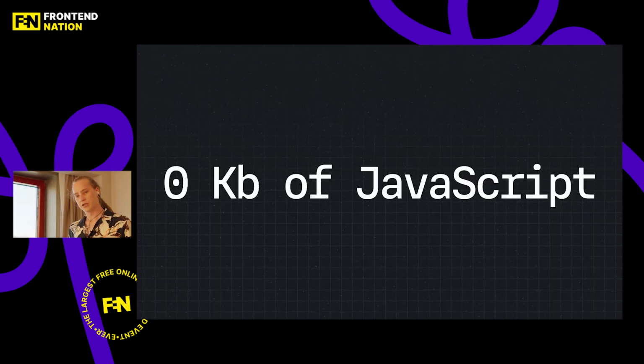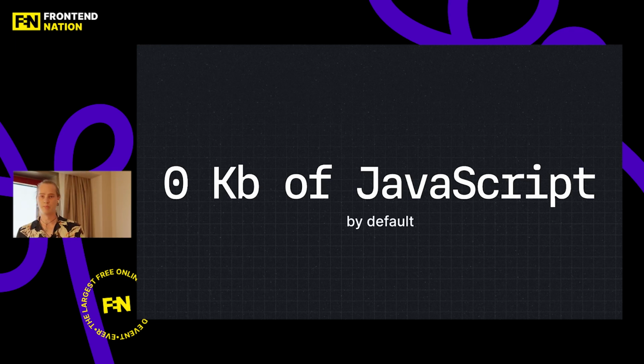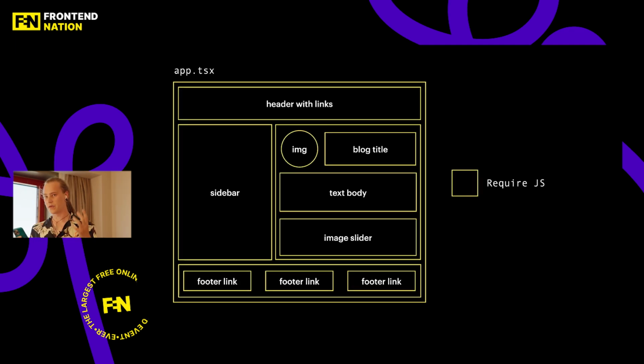Now, the very special thing is that this all ships with 0 kilobytes of JavaScript by default. That's very important because Astro is an opt-in framework, not an opt-out framework. You build features on top of the framework, not opt out of features that we've already given you. So think of the normal frameworks, like Next or Nuxt. They all are like this.